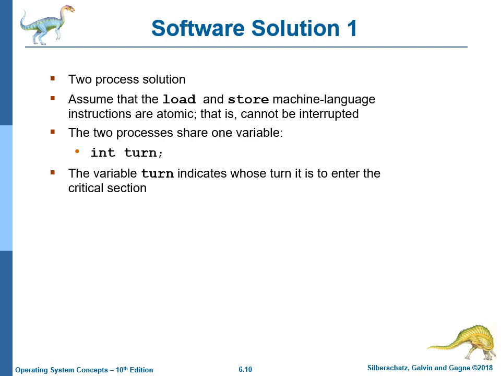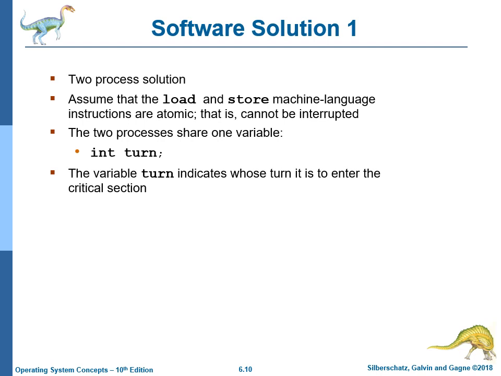So the two processes share one variable. Okay, for example, int turn. The variable turn will indicate whose turn it is to enter the critical section. So the first solution solves it using a software solution, which is using load and store. Load and store, we have already learned, you have learned load and store in machine language.